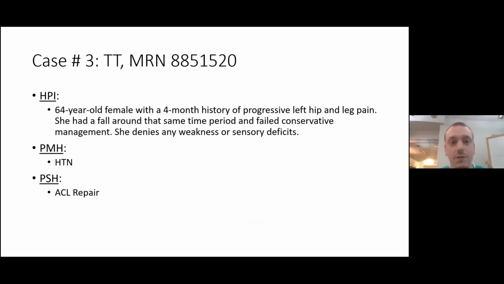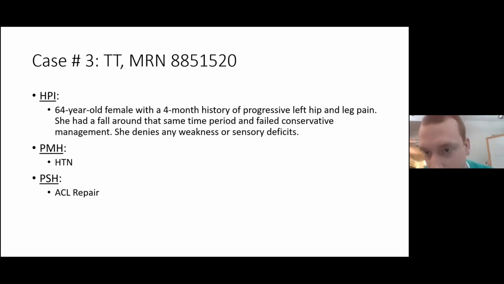So, a 64-year-old female with a 4-month history of progressive left hip and leg pain. She had a fall around that same time period, and she tried some conservative management, but that failed. She denies any weakness or any sensory deficits.